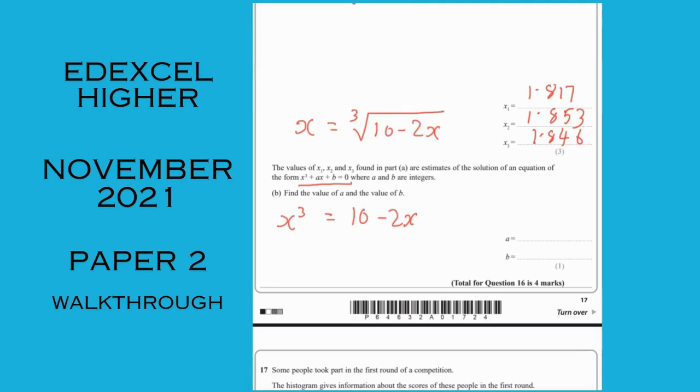And now you rearrange it to equal 0. So add 2x to both sides, minus 10. Now, if you didn't know that, you probably could have guessed them. You might have got a plus and a minus the wrong way, but that's more secure, guarantees. So A is 2 and B is minus 10.